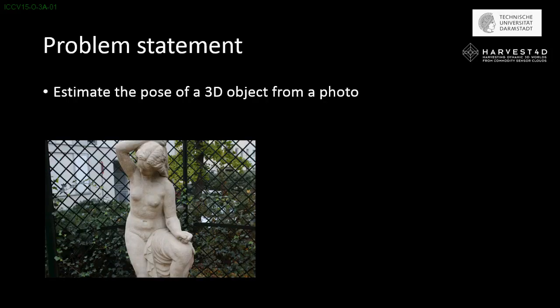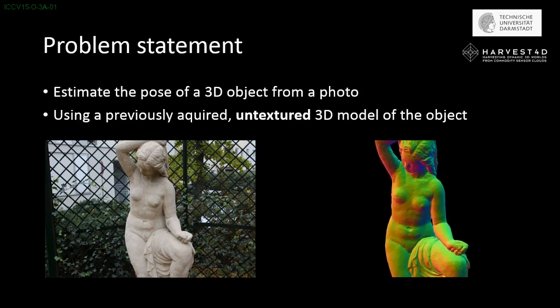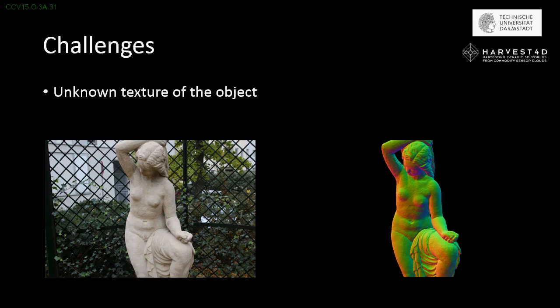In this paper, we present a method for estimating the pose of a 3D object from a single photo, using a previously acquired untextured 3D model of that object. This is a challenging problem as we neither have information about the texture of the object, nor do we know the lighting during the exposure of the photograph.